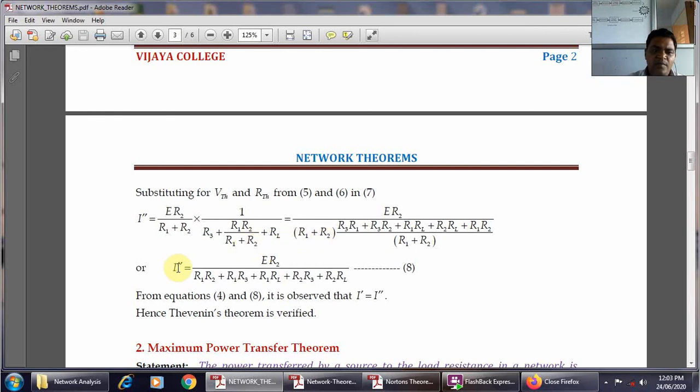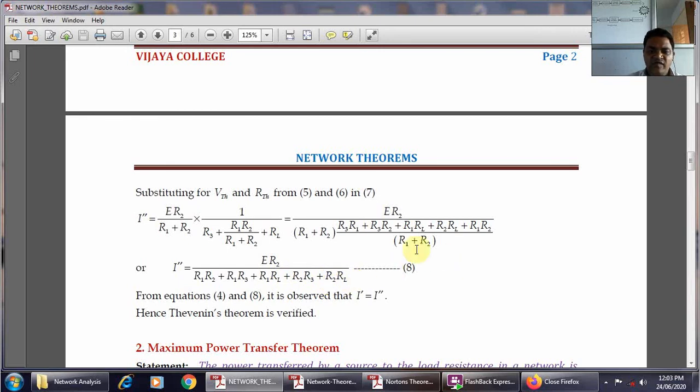Then I double dash is converted such that E into R2 remains, and the R1 plus R2 terms in the numerator and denominator get cancelled. Therefore I double dash is equal to ER2 upon R1 R2 plus R1 R3 plus R1 RL plus R2 R3 plus R2 RL. This is equation number 8.